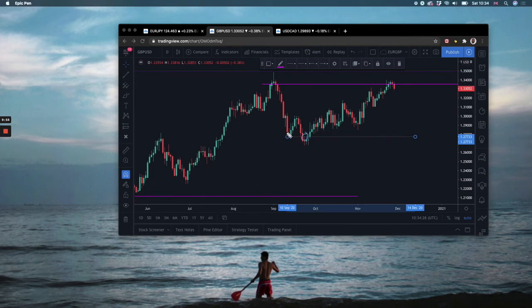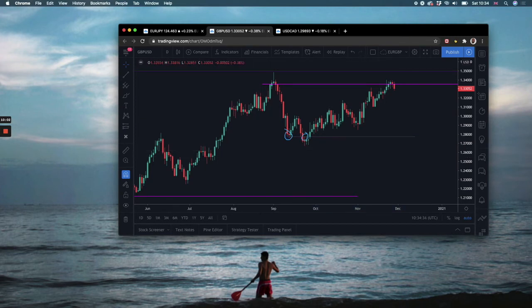It was support here, it was support, as you can see here, and then it acted as resistance. We failed to come back into it yet, but I'm not too sure whether we will, but that's just another example. And selling climaxes are normally down candles, and buying climaxes are normally green candles.